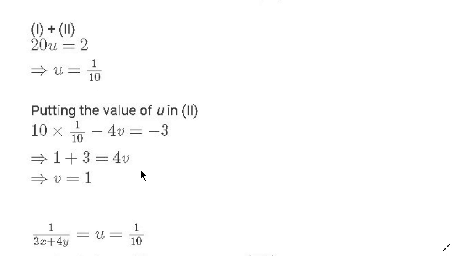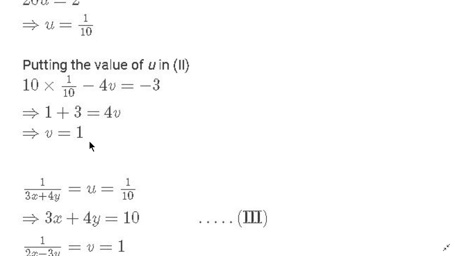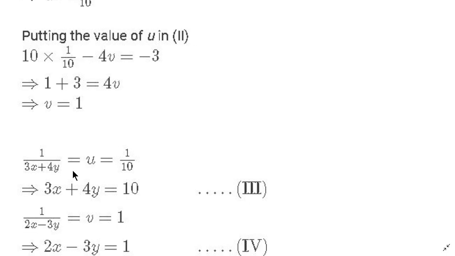Let's put these values in the equation to find out v. So now we have u and v. U is equal to 1 by 10, v is equal to 1. Now, what are the assumptions we made?